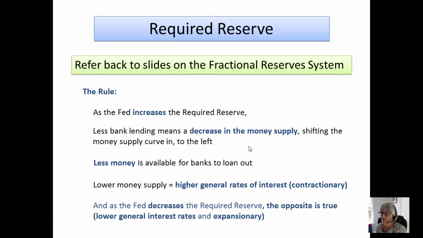On the other hand, if the Fed decides on an expansionary monetary policy of lower interest rates, they will reduce the required reserve, meaning banks are allowed to loan out more of their customers' deposits, which will result in faster growth in the money supply, shifting the money supply curve out to the right and reducing interest rates.